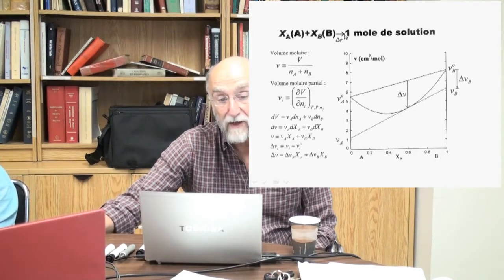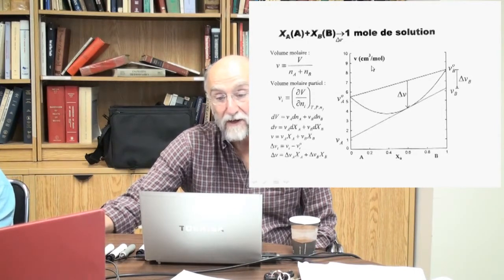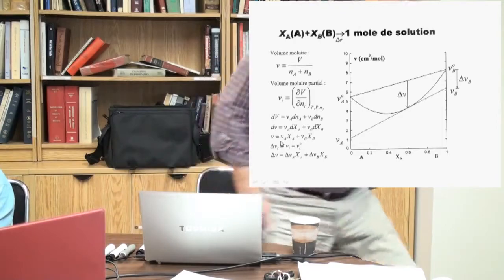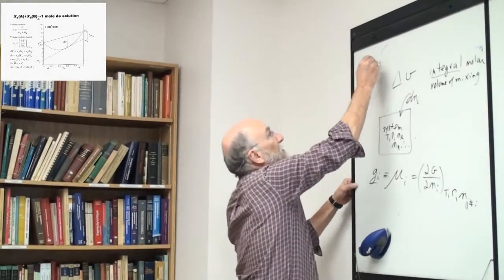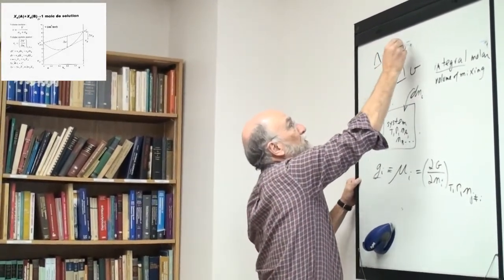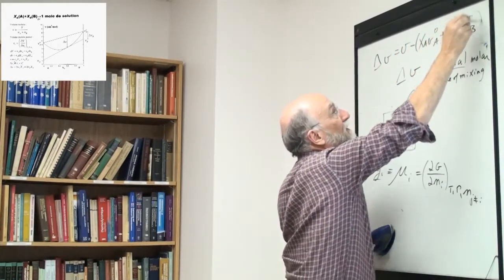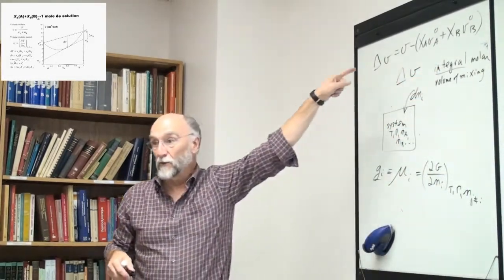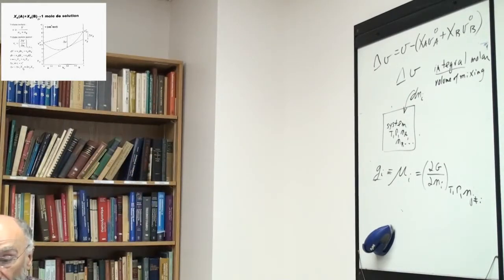XA V naught A plus XB V naught B, the reactants here, is simply the equation of this straight line. He didn't write the equation out, so I'm going to write it out. If that's delta V, then delta V is equal to V of the solution minus XA V naught A plus XB V naught B. The delta V is the V of the products minus the V of the reactants, which gives you that equation.